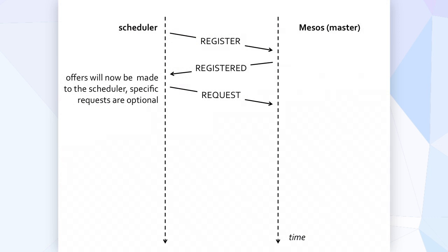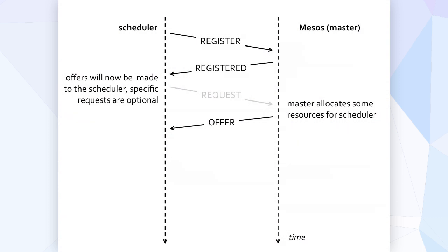Now, at the point that a framework actually gets registered, resource allocations, what we call in Mesos offers, will be made to the scheduler. And if a scheduler wants, it could make some specific resource requests to help inform Mesos about what resources it would likely want to use. I've grayed out the request because it's actually optional. An offer as an event will show up to the scheduler after Mesos has actually allocated resources for the framework. The scheduler can then use those resources to decide what tasks it might want to run.